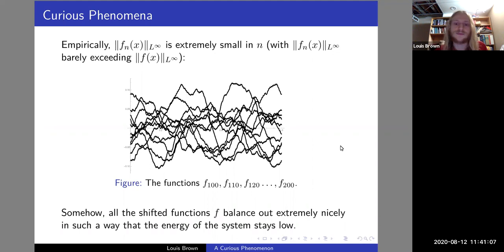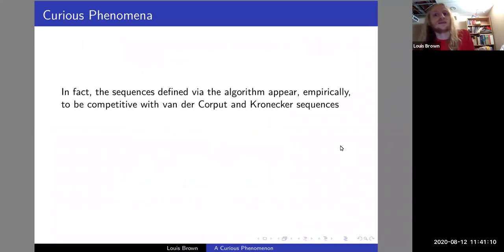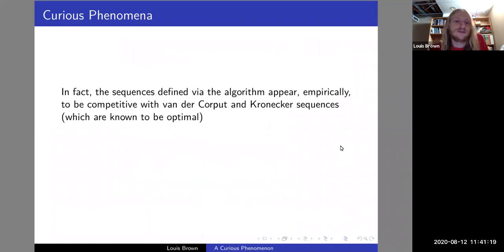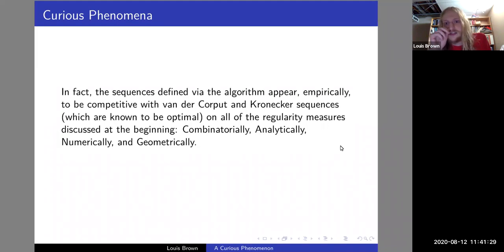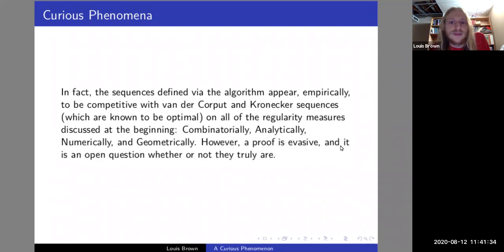In fact, the sequences defined by this algorithm appear empirically to be competitive with the van der Corput and Kronecker sequences, which, remember, we know are optimal on all of those notions of regularity that we discussed at the beginning of the talk. Combinatorially, analytically, numerically, and geometrically. But a proof is elusive, and it's an open question whether or not they truly are. We really don't know how to show this, but it really seems like it's true.